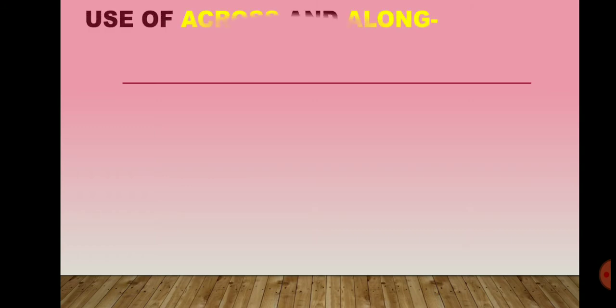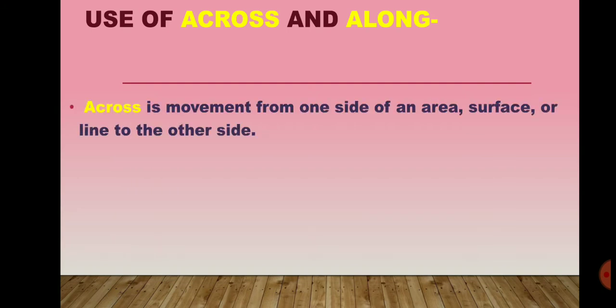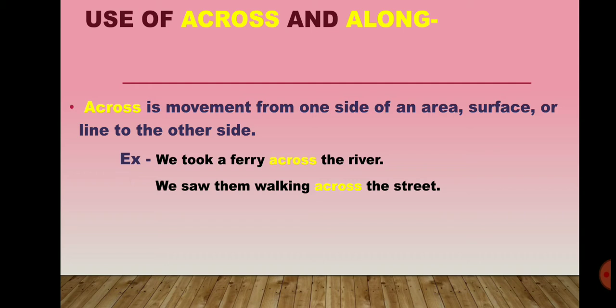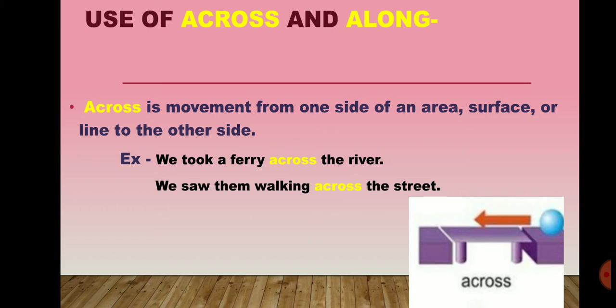Next is use of across and along. Across is movement from one side of an area, surface or line to the other side. Example: we took a ferry across the river. We saw them walking across the street. You can see the picture. The ball is going across the table.